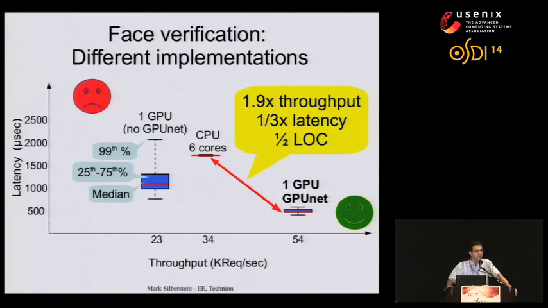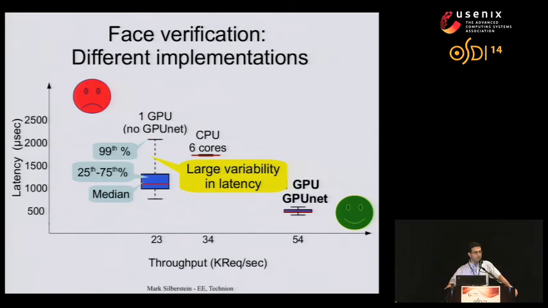What you can see is that GPUnet beats all other implementations by a pretty significant factor in throughput and latency. And I emphasize, only in half the lines of code if compared to the CPU version, but with a much higher factor over the GPU version that does not use GPUnet. What is also important to note here is that we are comparing a single socket CPU and a single GPU here.